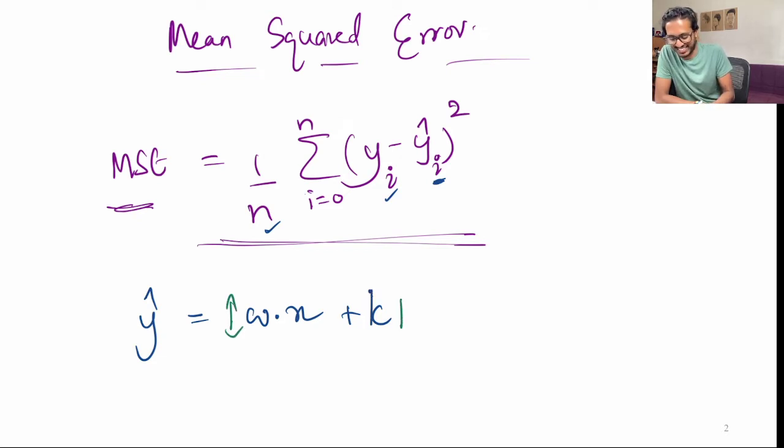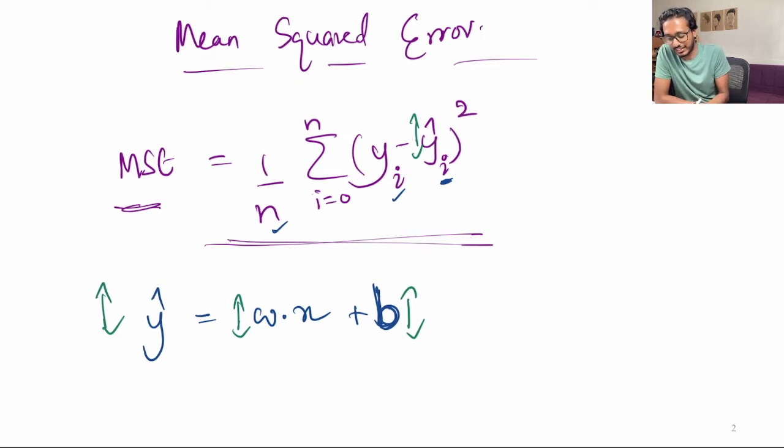Why did I call it c? It's b. So we should be able to change the value of w and b, and in doing so we should be able to change y hat, and in doing so we should be able to change y hat in this equation, and as a result change our mean squared error. So this is the idea behind gradient descent.